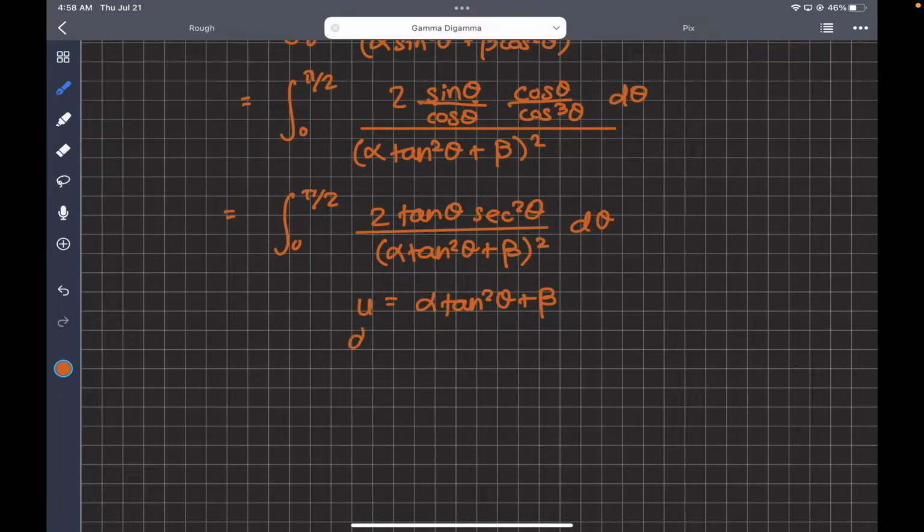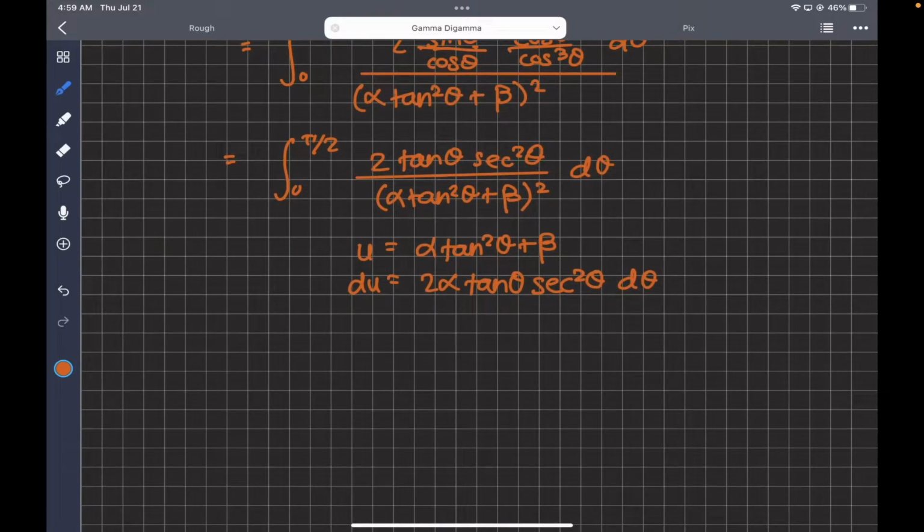What that allows us to do is, since we have the derivative in the numerator, the derivative of this is going to be 2 alpha tan theta secant squared theta d theta. We have everything except the alpha, so we can just divide that out. 1 over alpha integral. Well, when theta is 0, u will be beta. And when theta is pi over 2, tan of pi over 2 will be infinity, and plus beta is still infinity.